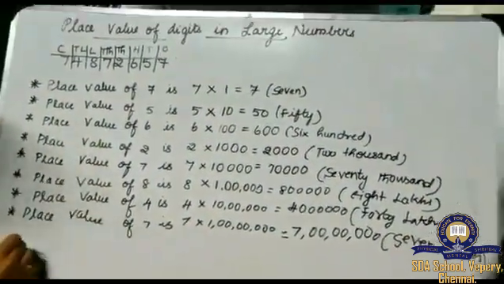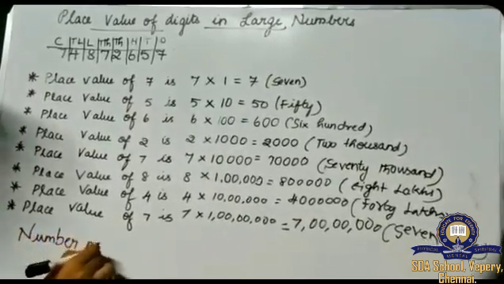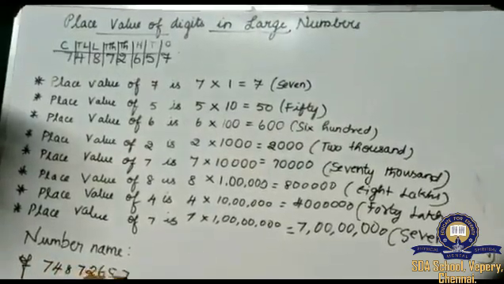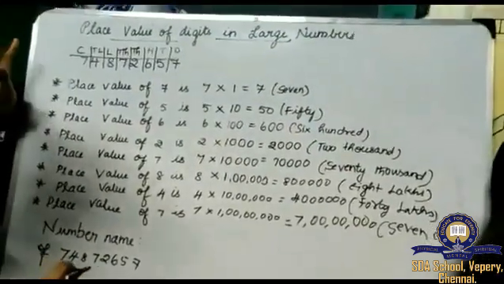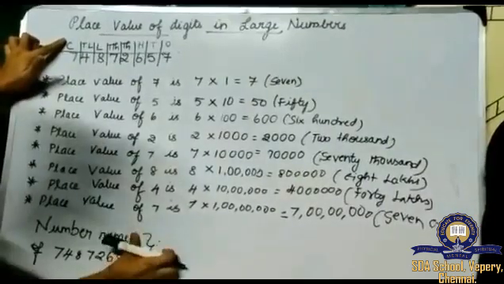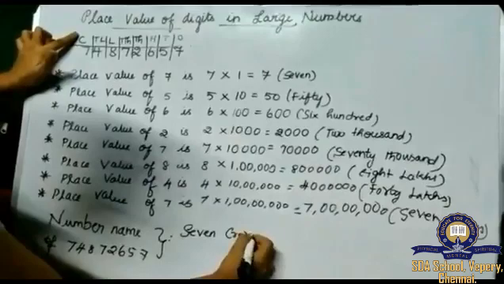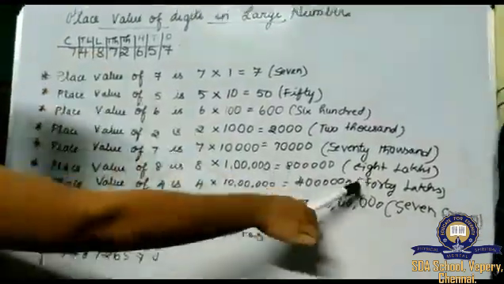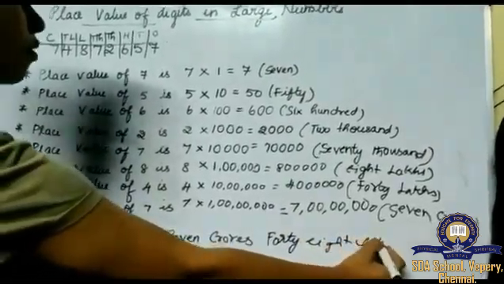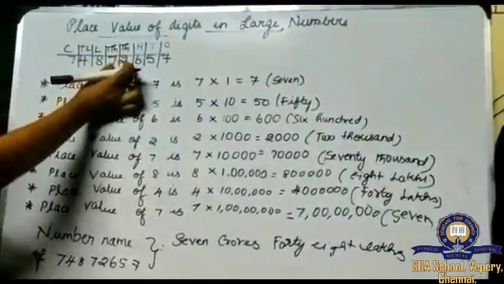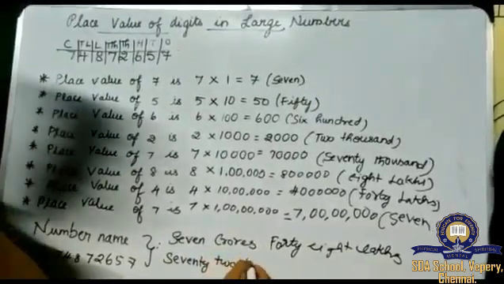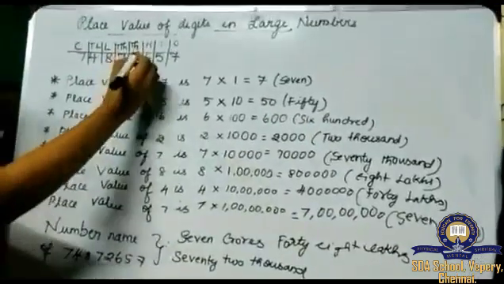So what will be the number name? Number name of the number 7487267. While I have already said that while writing the number name, you will be coming from the right hand side, right? So you will be writing it as 7 crores, followed by lakhs. You have to combine the lakhs position. So 48 lakhs. And thousands place you are going to combine, so it will be 72,000. And the ones place you will be writing it as 600.